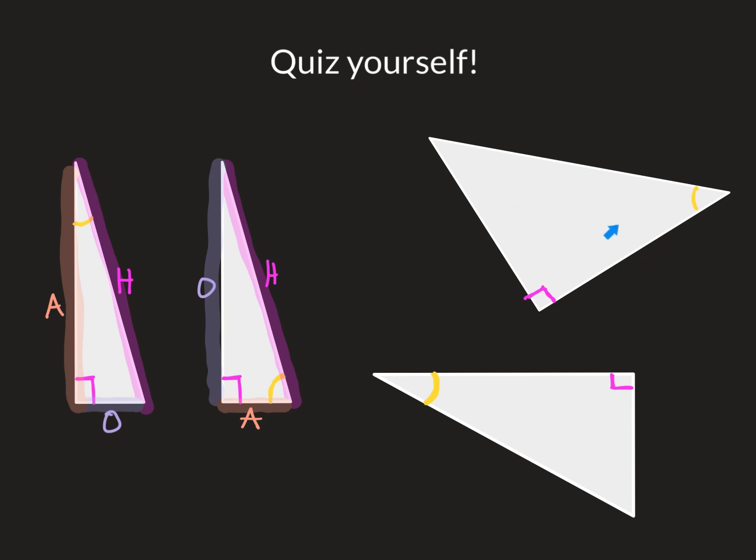Okay, considering this one, revealing in 3, 2, 1. Per usual, the hypotenuse is across from the 90-degree angle. And as a reminder, this little arc right here that I've got going touches both the hypotenuse and the adjacent sides. So this side right here, which is touched by that, is going to be my adjacent, which leaves this to be my opposite side.